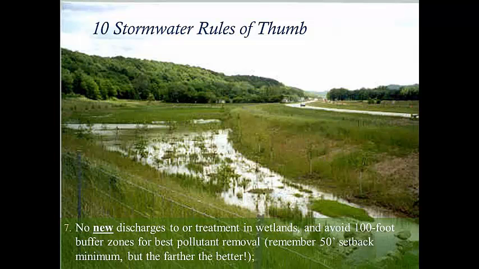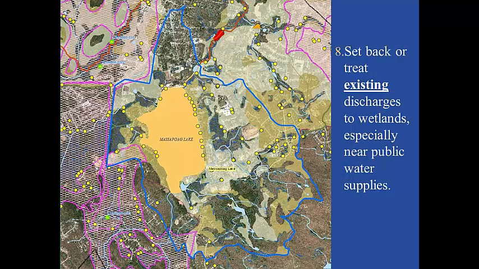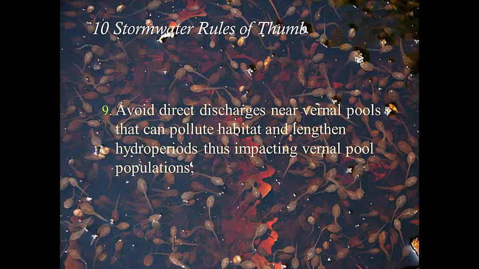Avoid treatment of stormwater in wetlands or creating new discharges to wetlands. Set stormwater treatment and infiltration systems as far back from the wetlands as possible. Aim for the 100-foot buffer zones for best pollutant removal, but adopt a 50-foot setback as a minimum design practice. Set back or treat existing discharges to wetlands, especially near public water supplies. Avoid direct stormwater discharges near vernal pools that can pollute the aquatic habitat and lengthen the pool's hydroperiod.